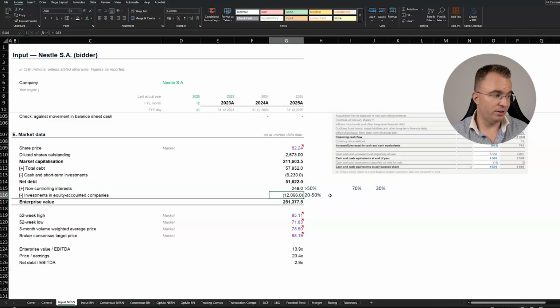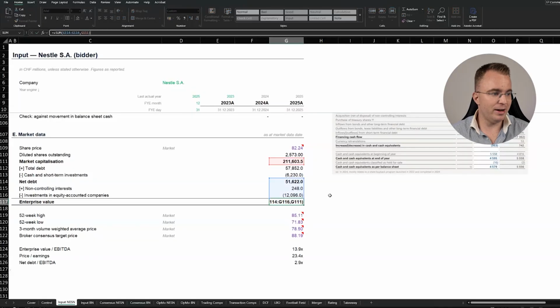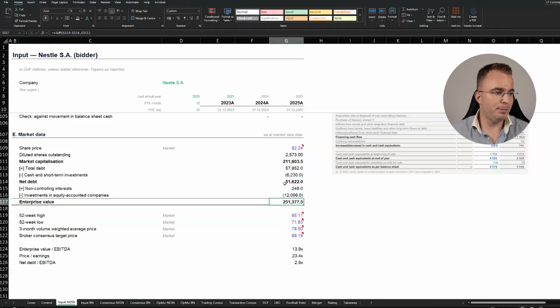Meaning on an enterprise value, to make sure that you're showing it like for like, you have to get rid of this equity accounted company portion because the EBITDA does not include anything of this equity accounted company. So the EV should not either. While on an equity basis, this is already baked in, so you don't have to make any adjustments there. Anyway, we got the enterprise value by adding market cap plus net debt plus this minus that.